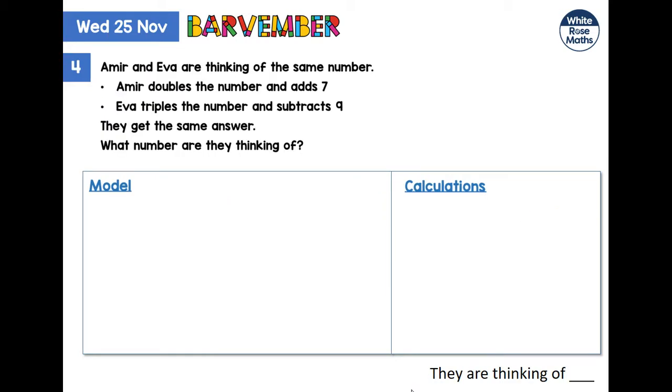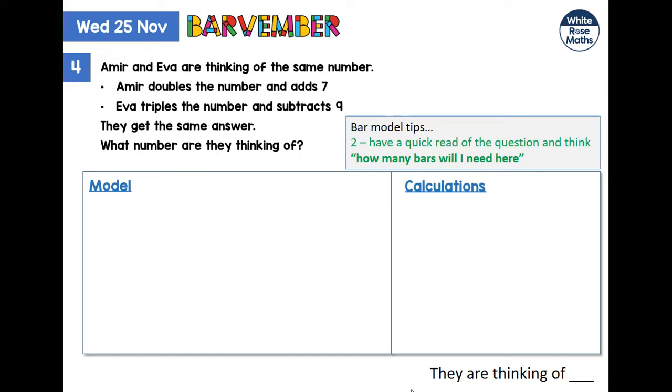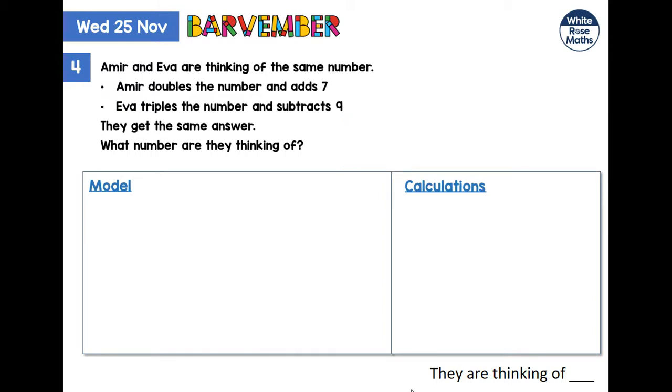And finally today, question 4, as always, starting with how many bars. Well, I suspect it's going to be 2, because we have Amir's number and Eva's number. And that first line is very, very clear. They're thinking of the same number, so our bars must be equal. That's absolutely critical here, that in that innocent line are thinking of the same number. That must make our bars the same.